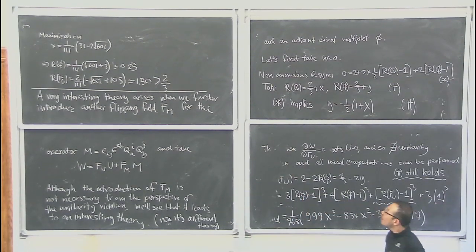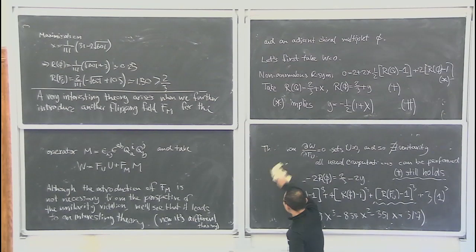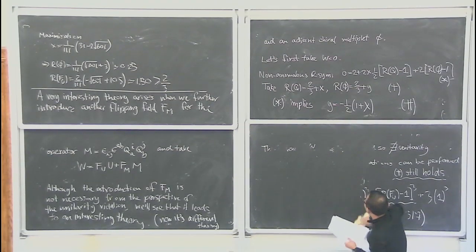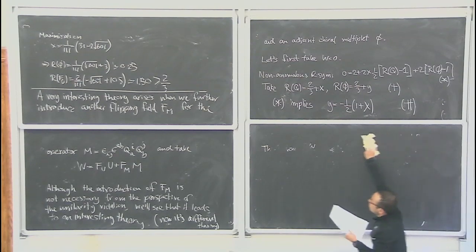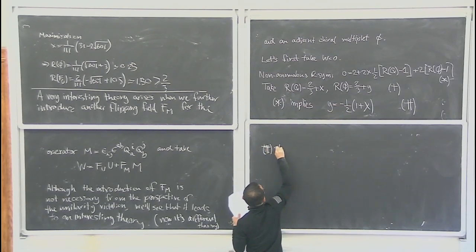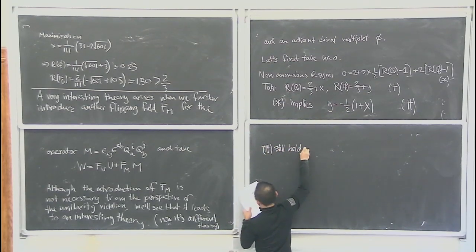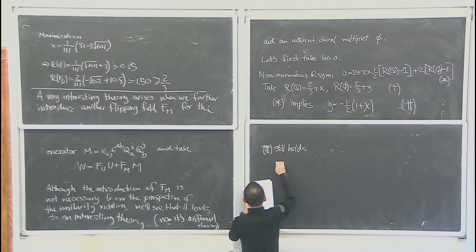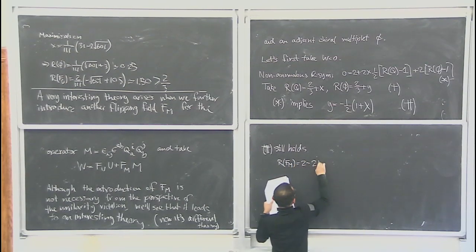So can anyone tell me, is this equation still true? Yes, you can introduce a million flipping fields. It doesn't change because you keep adding singlets into the same equation. You just have to solve the same equation basically. That's why I don't erase this. Good. Double dagger, still holds. Now you parameterize R of M, R of the flipping field, R of Q to be this one.